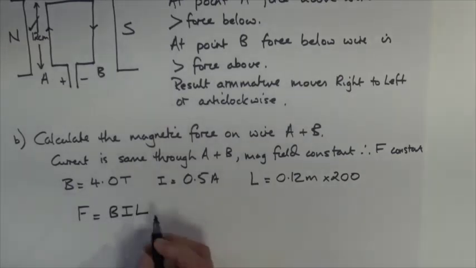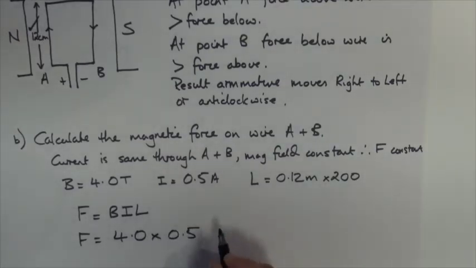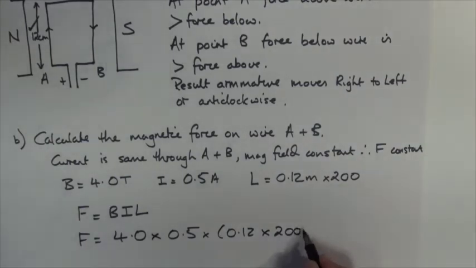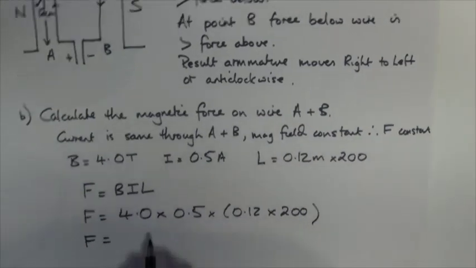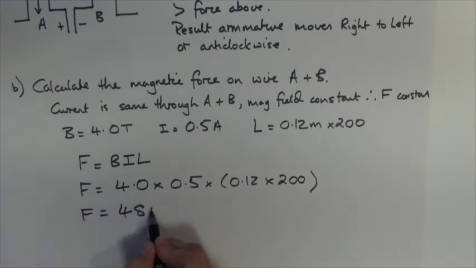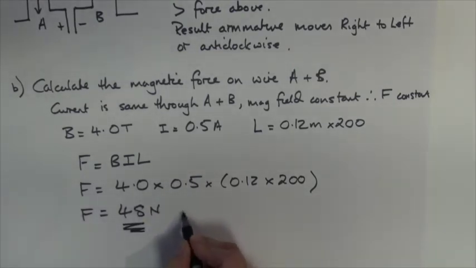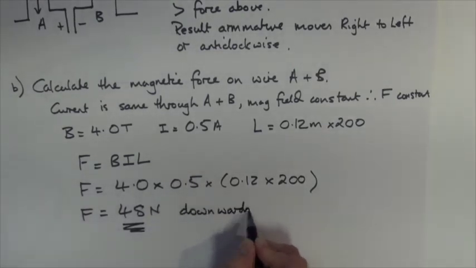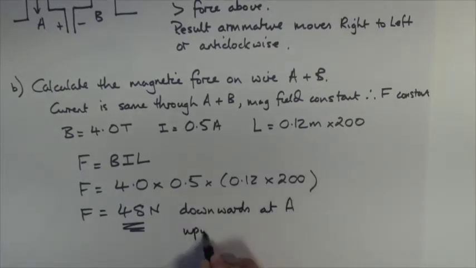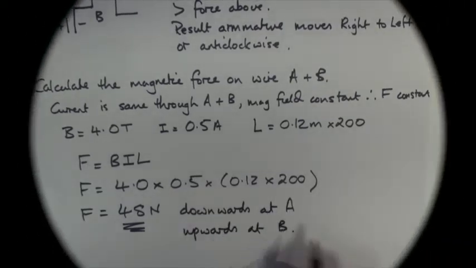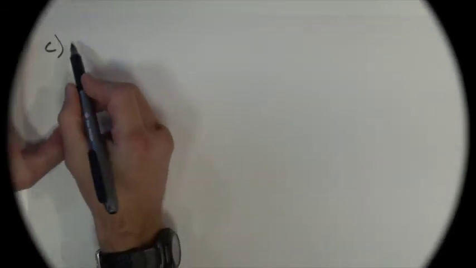So let's use F equals BIL, or force equals field strength times current times length. So it's 4 times 0.5 times 0.12 times 200, remembering 0.12 times 200 is the total length. And we end up with 48 newtons, which is acting downwards on wire B and is acting upwards on wire A.